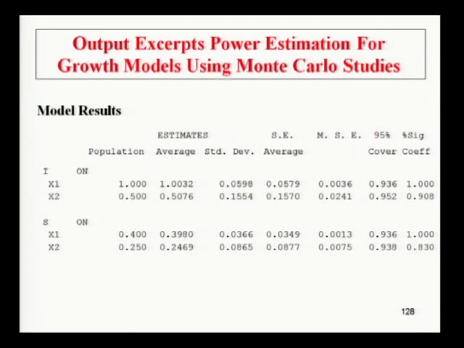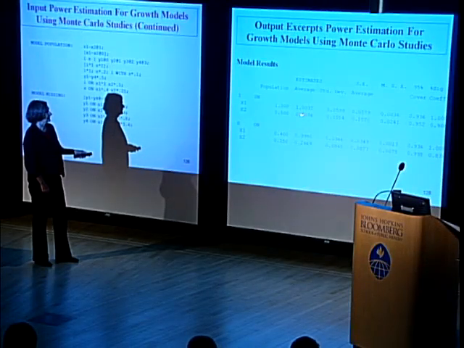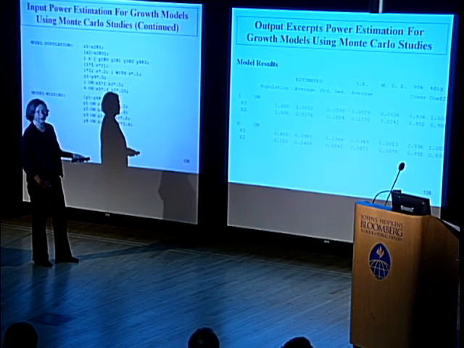Under average here, we have the average parameter estimates. So we ran the analysis 500 times. We get 500 I on x1 values, and this is the average. And you can see it's very close, 1.0032. And I on x2, this parameter is also recovered very well. And it looks to be the case for all of them. They're very close to the population values.